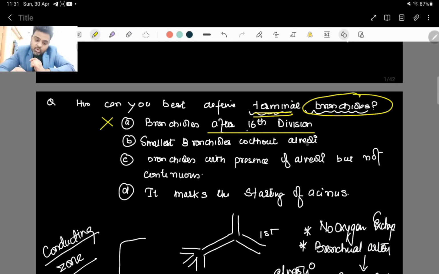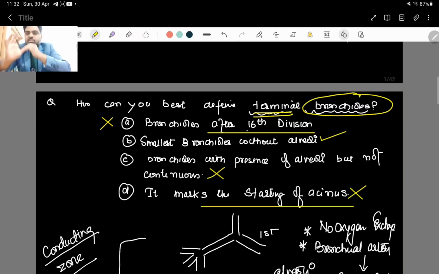Smallest bronchiole without alveoli. Yes, this is right, because it is the smallest and the most distal bronchiole without alveoli. Bronchioles with presence of alveoli but not continuous? No, this is the characteristic feature of the respiratory bronchiole. They have alveoli but not continuous. It marks the starting of the acinus? No, the terminal bronchiole does not mark the starting of the acinus. It is the respiratory bronchiole which marks the starting of the acinus.